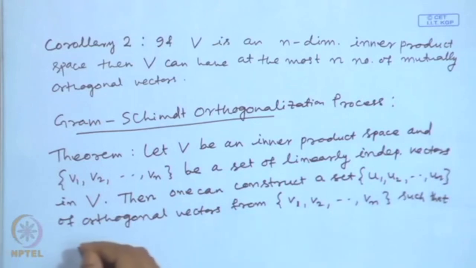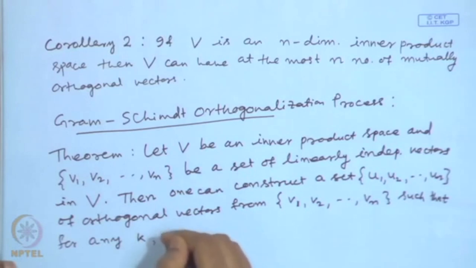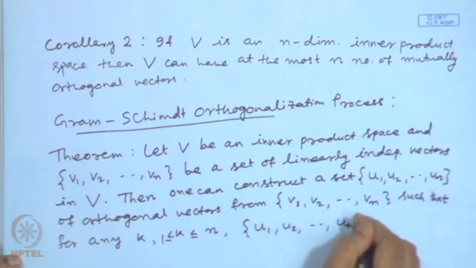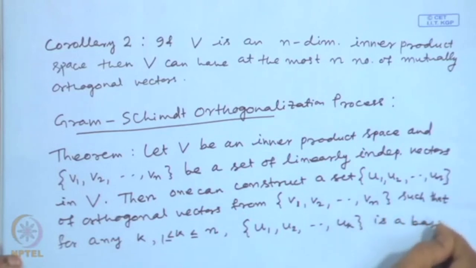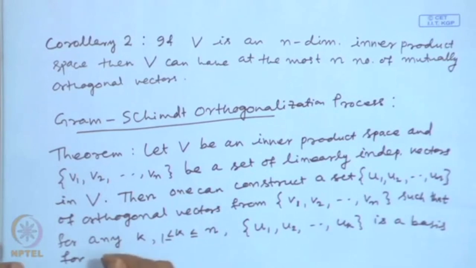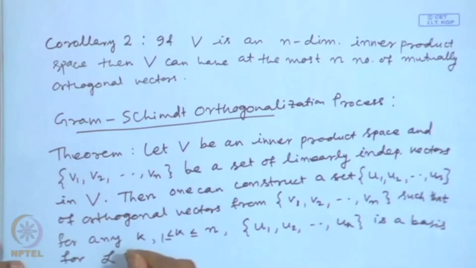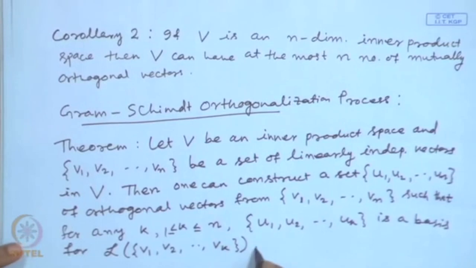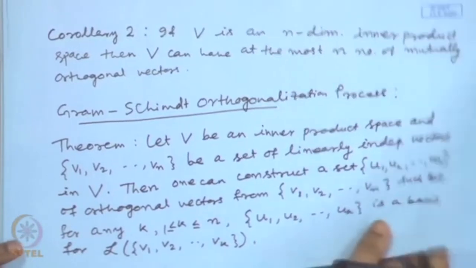for any k, where k lies in between 1 and n, this set of vectors u1, u2 up to uk is a basis for the span, that is the linear span, of the vectors v1, v2 up to vk. Or in other words, these vectors u1, u2, up to uk depend on the vectors v1, v2 to vk. This is true for any k from 1, 2 to n.